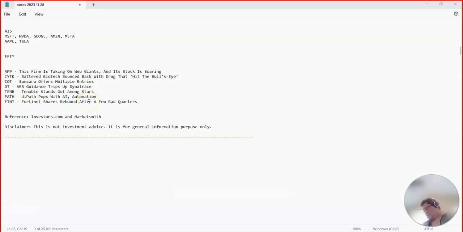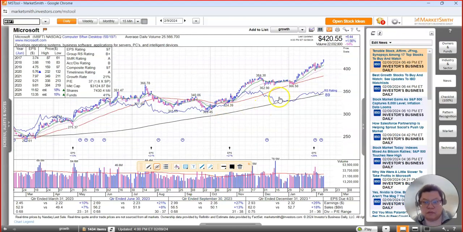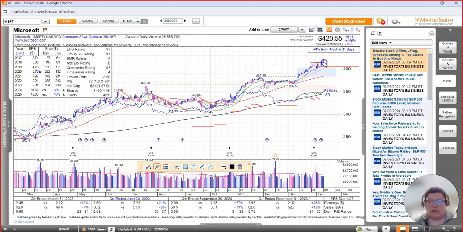People like to call it, they don't like to use the Mag 7 anymore because Apple and Tesla are lagging, especially Tesla. They like to call it the AI 5, which is Microsoft, Nvidia, Google, Amazon, and Meta. So we'll look at those first. Microsoft continues to make new highs. It had this pullback last week, but now it's making new highs again. So it looks really strong.